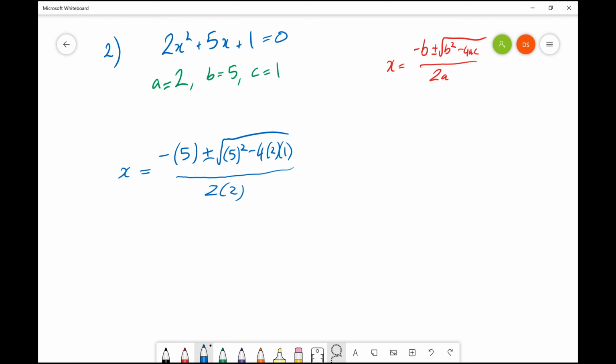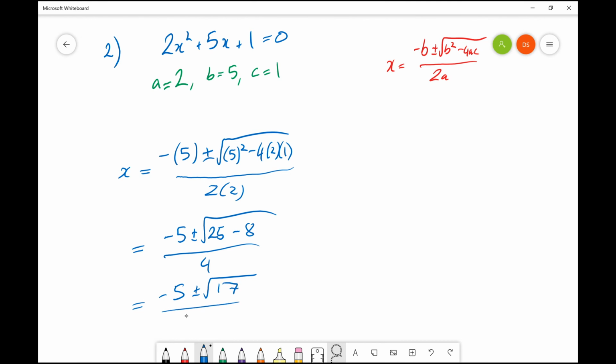Okay? Now let's simplify. We've got negative 5 plus or minus the square root of 5 squared is 25, and 4 times 2 is 8, times 1 is 8, all over 2 times 2, which is 4. And so I have negative 5 plus or minus the square root of 25 minus 8 is 17, all over 4. Okay, and once again, I'm going to take them and do two different parts.